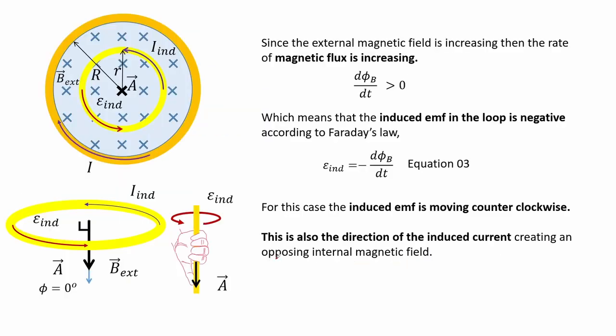Since the external magnetic field is increasing, the rate of magnetic flux is increasing, which means that the induced EMF in the loop is negative according to Faraday's law. Using Lenz's law for sign convention, the direction of the induced EMF is in the opposing direction of the right thumb. For this case the induced EMF is moving counterclockwise. This is also the direction of the induced current, creating an opposing internal magnetic field.